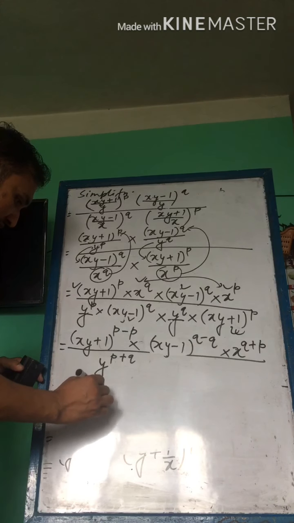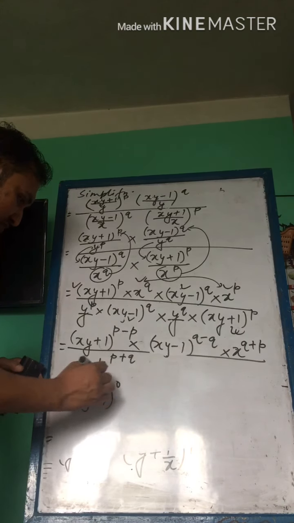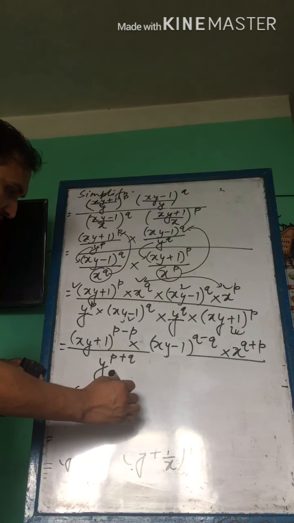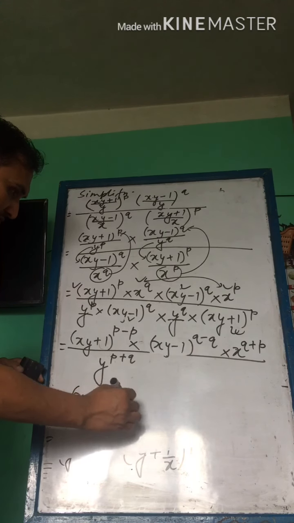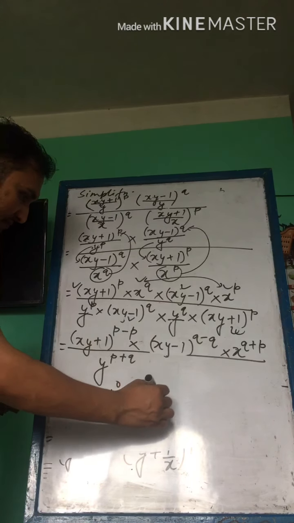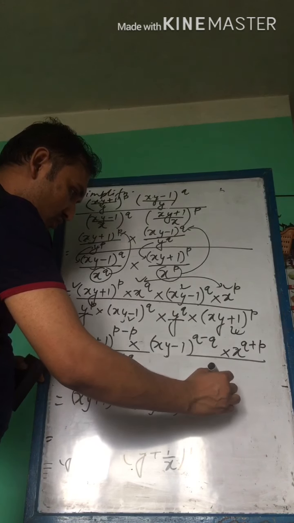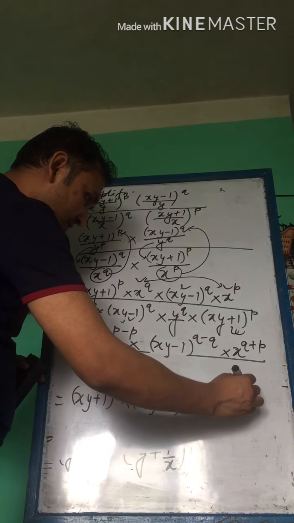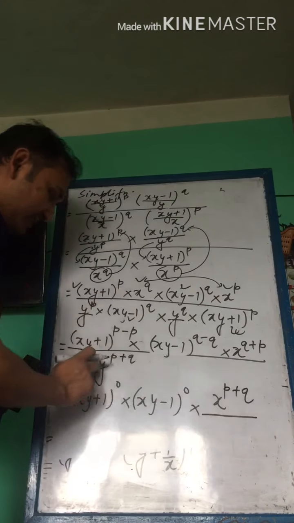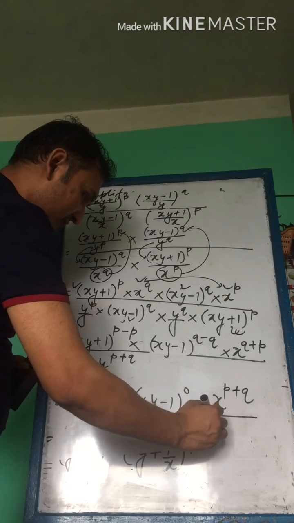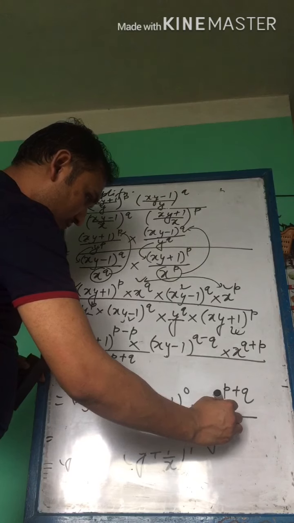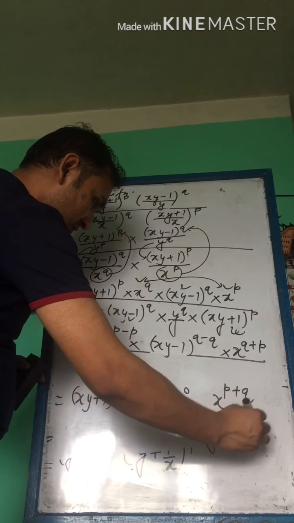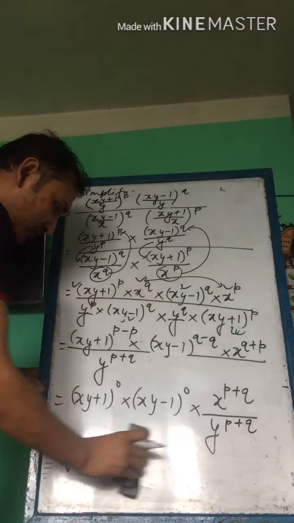(xy plus 1) whole to the power 0, is it? Into (xy minus 1) whole to the power 0, into, let us say this, x to the power q plus p can be written as p plus q. Can you write it? And let us write this over here, it doesn't matter, it is the same thing. y to the power p plus q. I think you don't have any confusion over here.